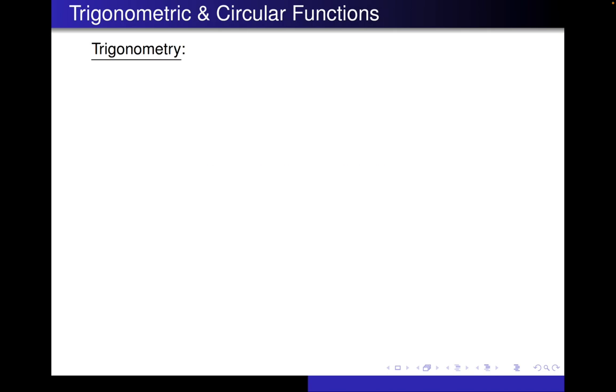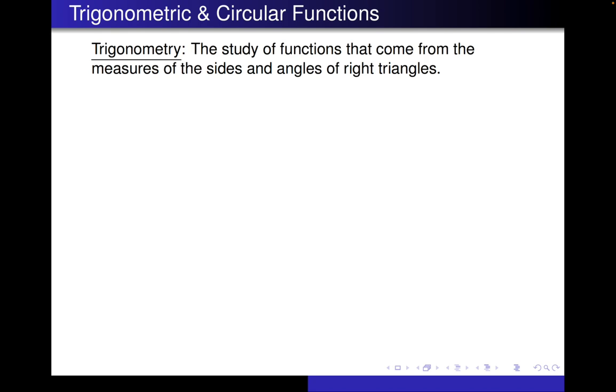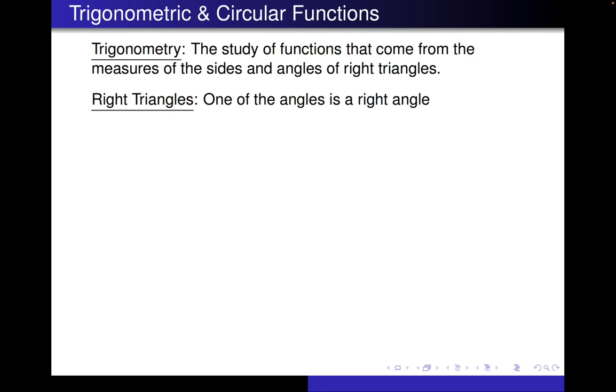Alright, so first of all, I'm going to explain what trigonometry means, and all it means is these are the study of functions whose origin is the measures of sides and angles of right triangles. And again, right triangles, those are triangles where one of the angles is a right angle, and what I mean by right angle is an angle of 90 degrees or pi over 2 radians. So here we have a right triangle, that right angle in the lower left corner, and we're interested in the lengths of the sides of that triangle. We are interested in the measures of the angles of that triangle. So all those quantities are going to be important to us.